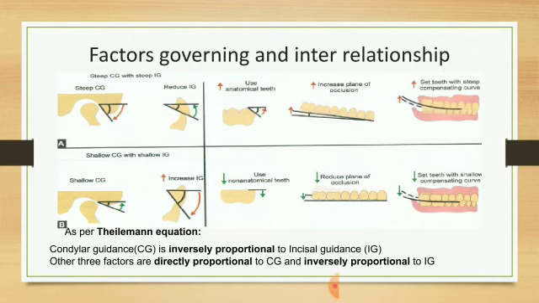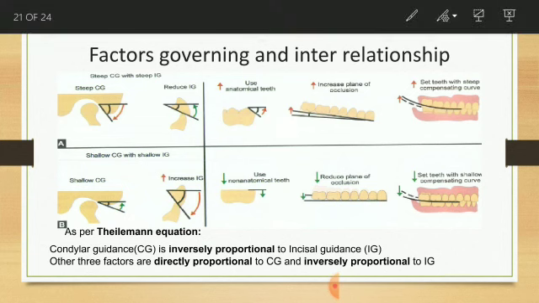Whereas the relationship of the other factors with condylar guidance and incisal guidance is as follows. The condylar guidance is directly proportional to factors number 3, 4 and 5, whereas incisal guidance is inversely proportional to factors number 3, 4 and 5. Clear? Let us see the figure.